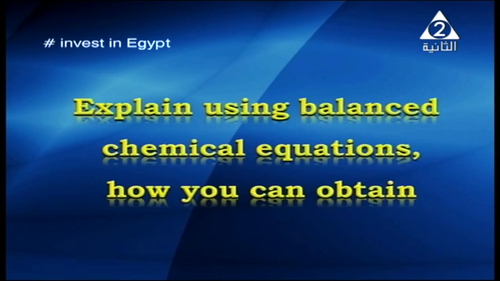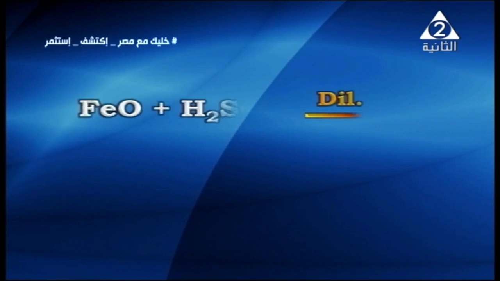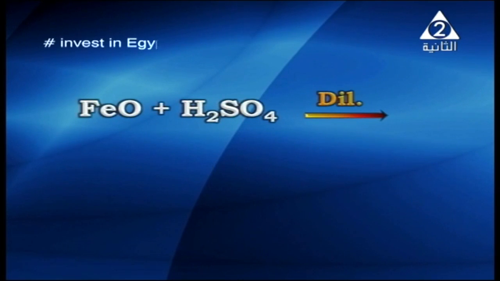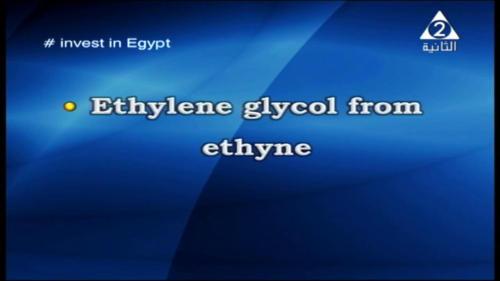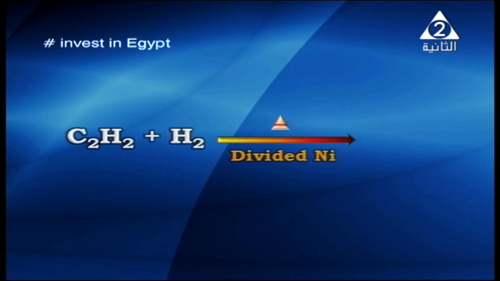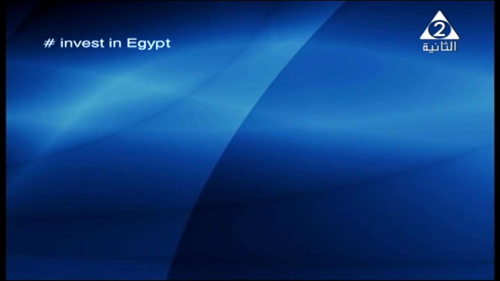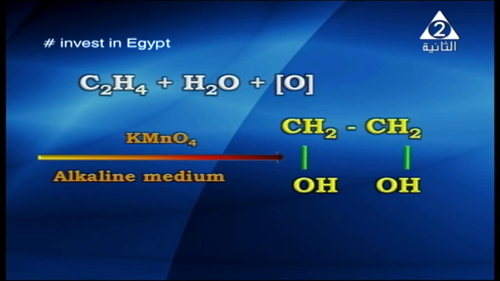Next type of question: explain using balanced equations how you can obtain the following. Iron 2 sulfate from iron 2 oxide. As the equation proceeds on the screen, FeO plus dilute H2SO4 gives iron 2 sulfate plus water. Next point, ethylene glycol from ethyne. Ethyne hydrogenation by finely divided nickel gives ethene, then oxidation by potassium permanganate in alkaline medium gives ethylene glycol, as shown on the screen.